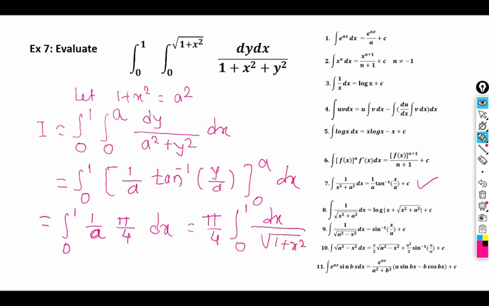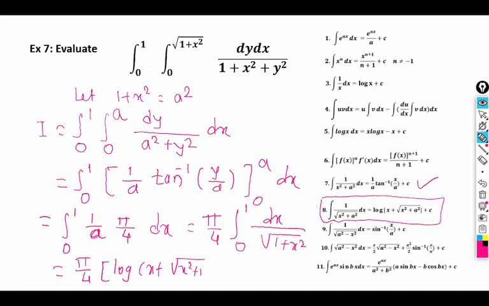Now you correlate this integrand with one of the integrals here. Which formula will fit? See the formula 1 upon root of 1 plus x square. Yes, the formula 8. This 8th formula will be useful here to integrate this. So this pi by 4 as it is, integral is log of x plus root of x square plus 1 by the formula number 8.